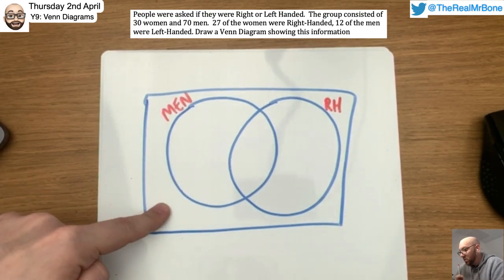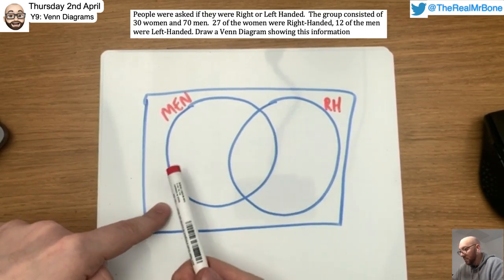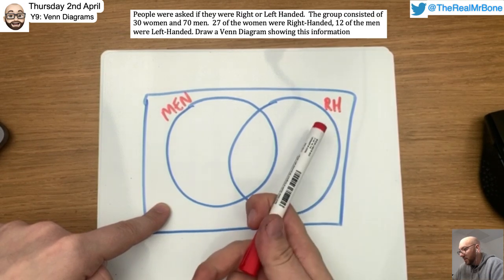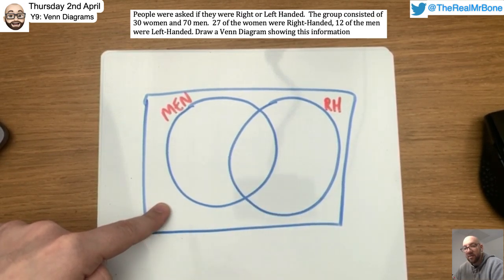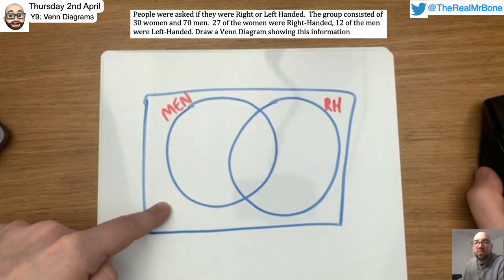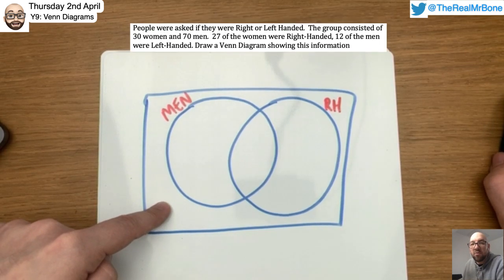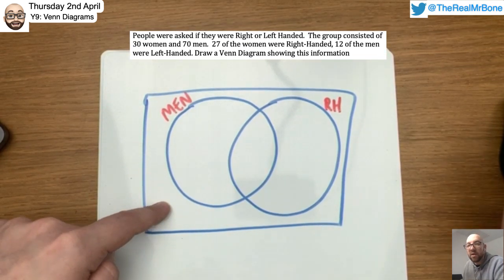And if you're outside, that means you don't fit in any circle. So that means you're not a man and you're not right-handed. So you're going to be a left-handed female. Okay, so if we look at this question again, I'm just going to move it on my screen a little bit so I can read it a bit better.